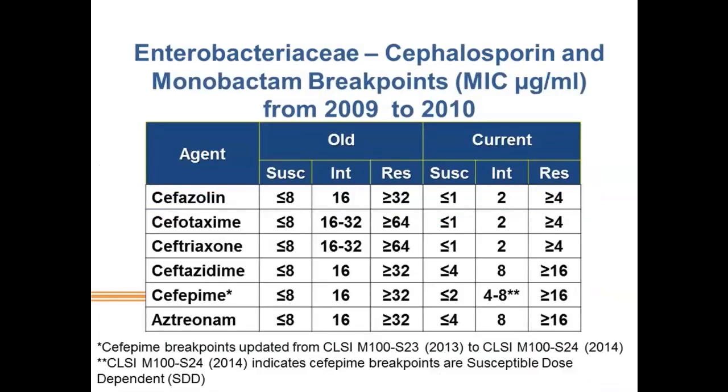The next questions we'll go over are about breakpoints, the interpretive criteria for determining whether a particular bacteria is susceptible, intermediate, or resistant to a given drug. This is about cephalosporin and monobactam breakpoints from 2009 to 2010. I just wanted to show the older breakpoints and the more current breakpoints. I'll note that for cefepime, being labeled intermediate is actually more about being susceptible dose dependent, but for the others, I think this all applies. So these are the updated breakpoints for cephalosporins and monobactams.